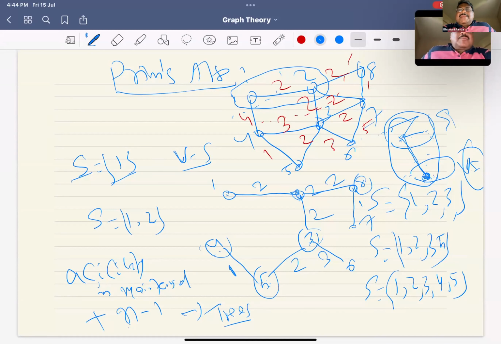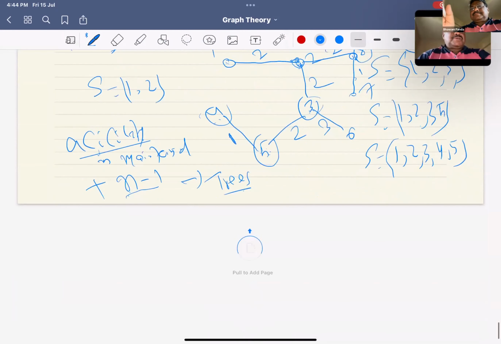Okay, so how many edges am I adding? N minus 1 edges. So the total number of edges is n minus 1, and always I maintain the acyclic property. So the edges selected so far will form an acyclic graph. At the end, the graph will have n minus 1 edges and it is acyclic, so it must be a tree. Right? So the algorithm is like this.